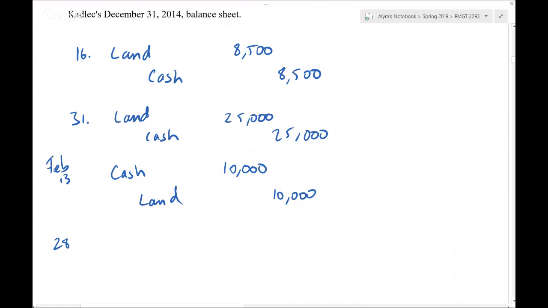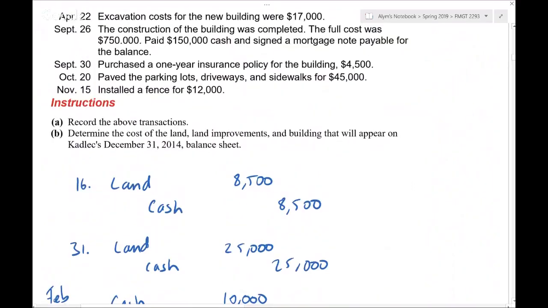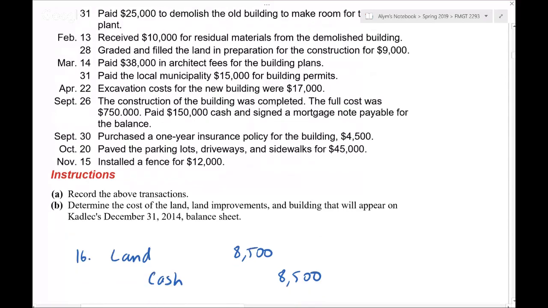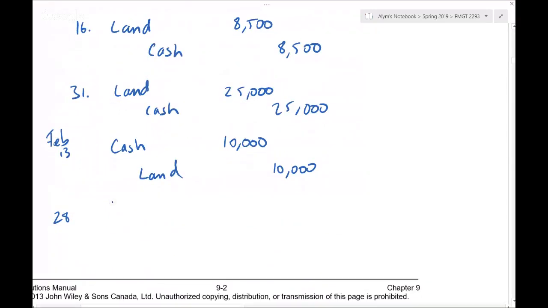On the 28th, what happened? Graded, so we leveled out and filled in the land in preparation for the construction for $9,000. So again, preparing the land to get it ready for use is part of the cost of the land. We're going to debit land for $9,000. We're going to credit cash for $9,000. Again, this question goes a really long way to make a very simple point, namely, there's a lot of costs we can incur that are part of the cost of the land.